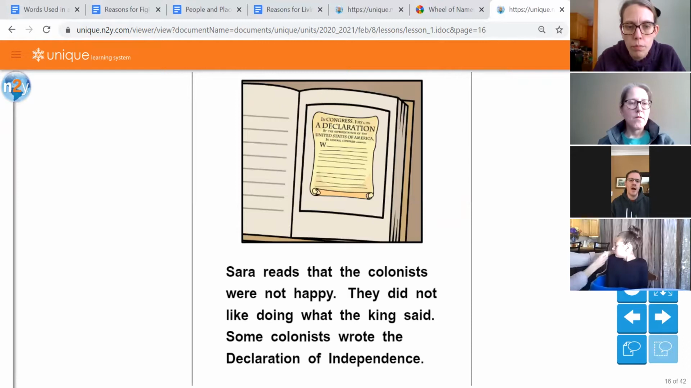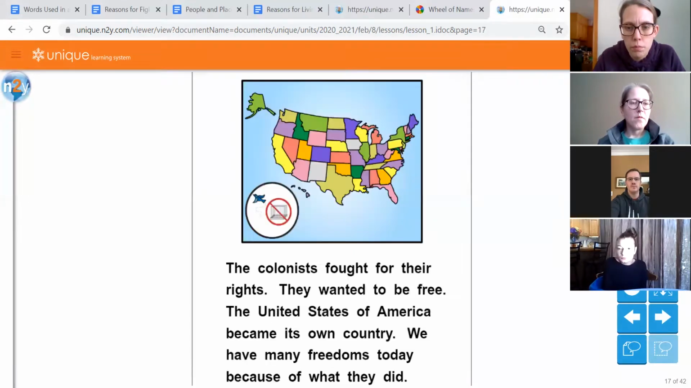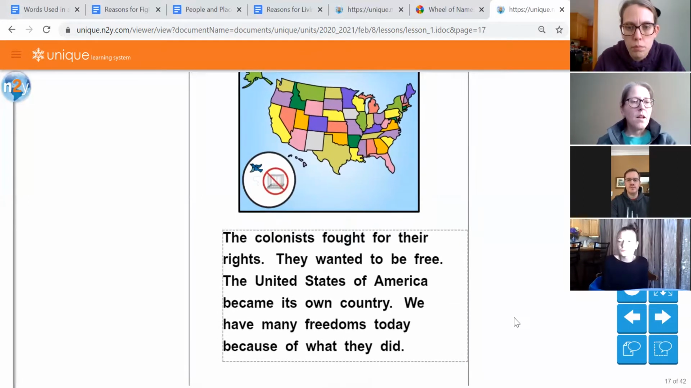Sarah reads that the colonists were not happy. They did not like doing what the king said. Some colonists wrote the Declaration of Independence. The colonists fought for their rights. They wanted to be free. The United States of America became its own country. We have many freedoms today because of what they did.